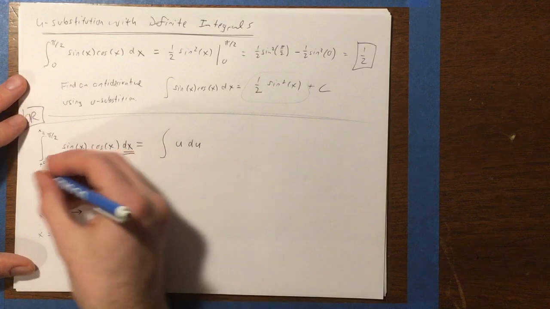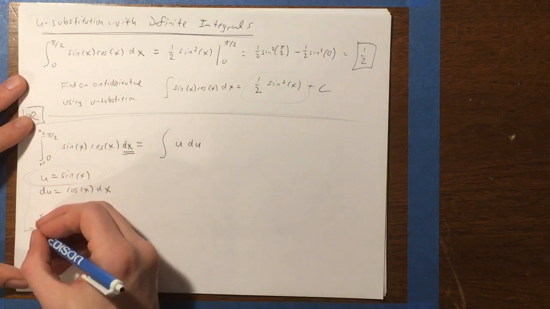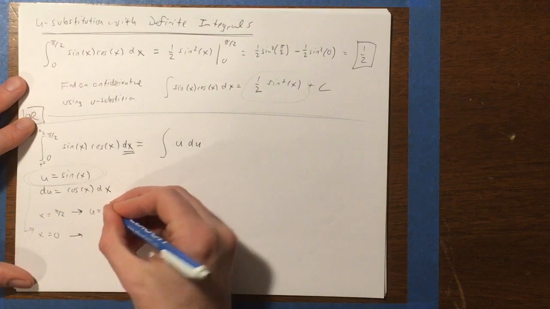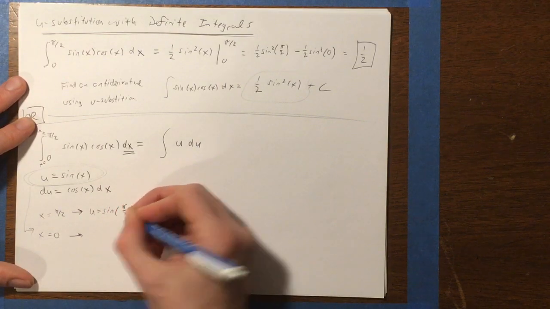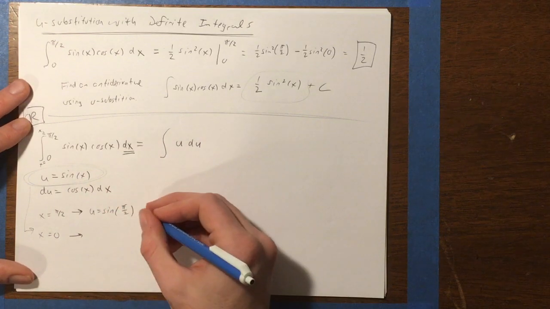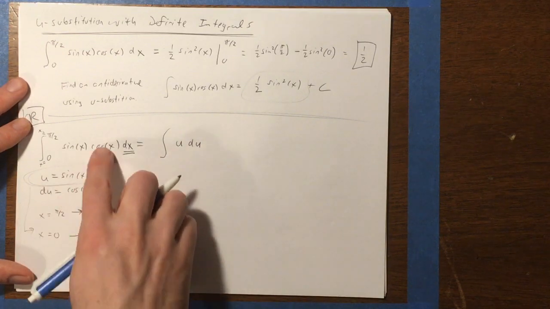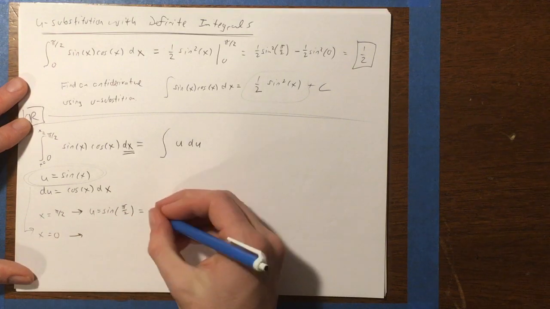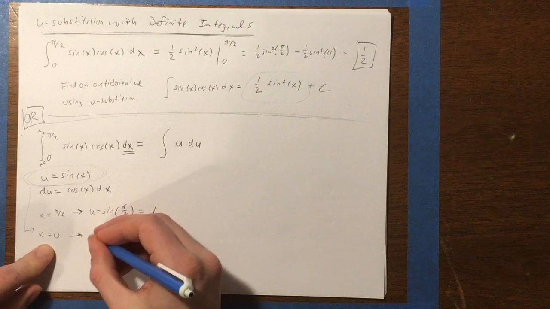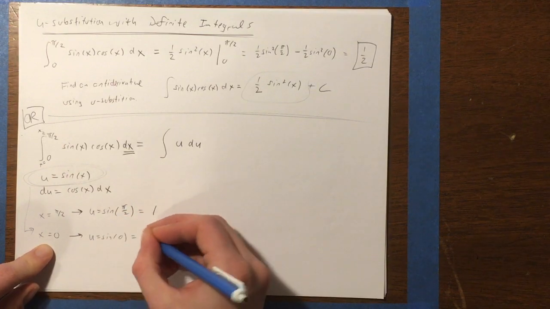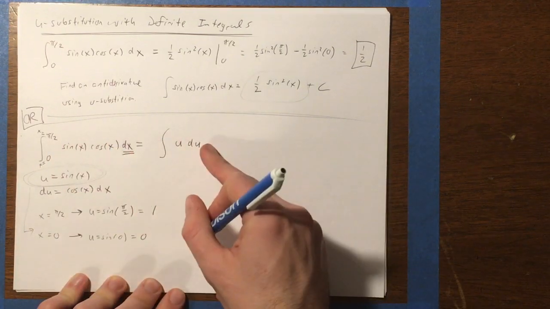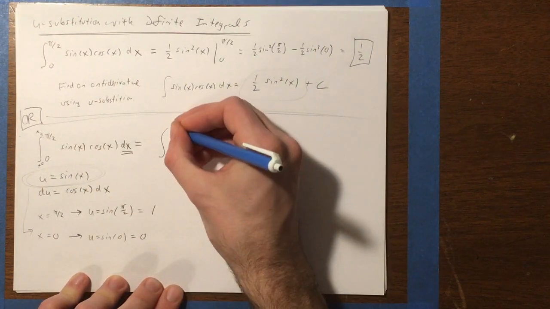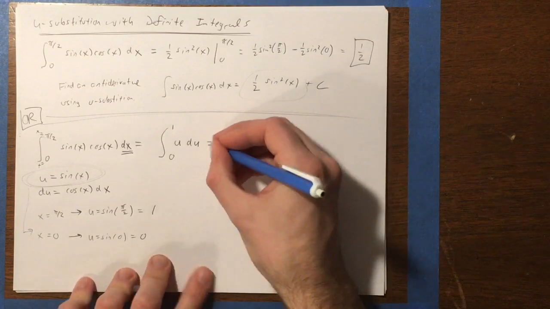What I'm going to use to convert them is the relationship between u and x. So if x equals pi over 2, u will be sine of pi over 2, right? You've already decided what your u equals, so you can just use that to calculate the corresponding u value. So this is 1. And then for x equals 0, u will be sine of 0, which is 0. So you change the limits of integration from 0 to pi over 2 to 0 to 1. And now we can finish solving this.